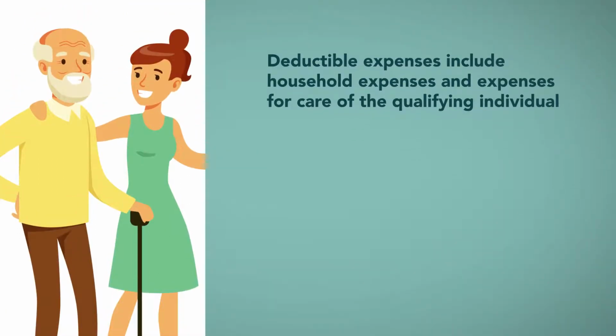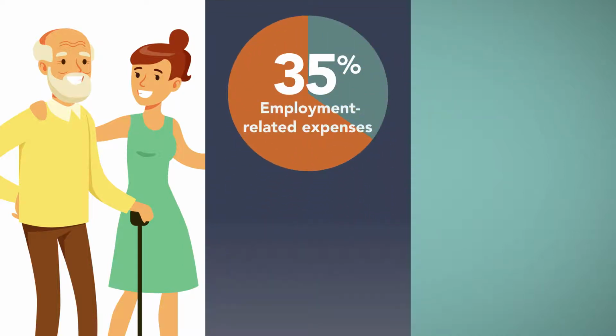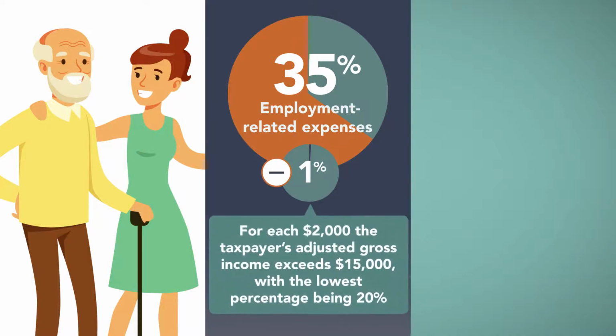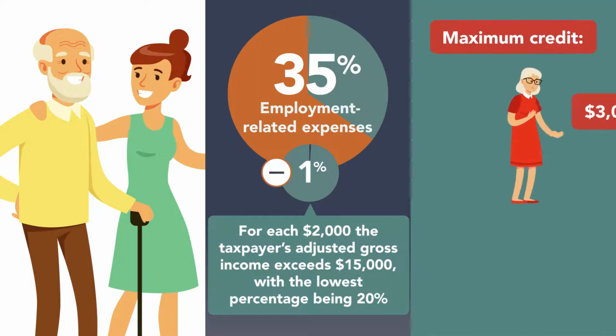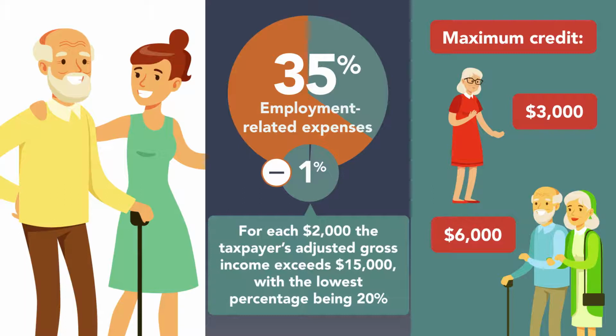Deductible expenses include household expenses and expenses for care of the qualifying individual. The credit is 35% of employment-related expenses, with a 1% reduction in that percentage for each $2,000 the taxpayer's adjusted gross income exceeds $15,000, with the lowest percentage being 20%. The maximum credit is $3,000 for one qualifying dependent, or $6,000 for two or more qualifying dependents.